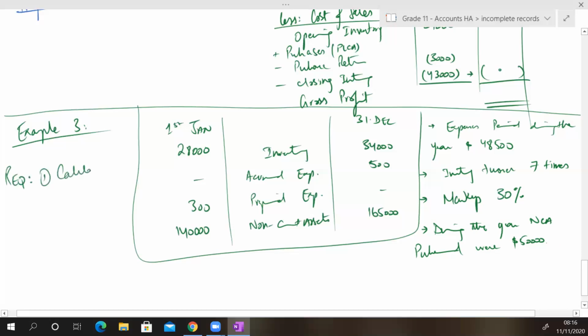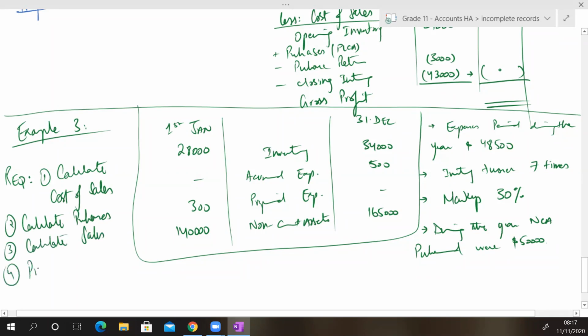Now the required values are: number 1, calculate cost of sales. Number 2, calculate purchases. Number 3, calculate sales. Number 4, prepare an income statement. ठीक है जनाब.